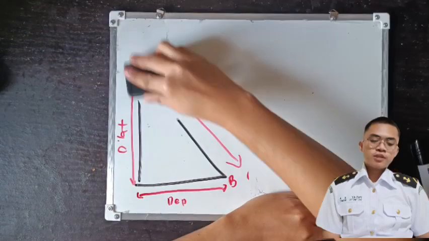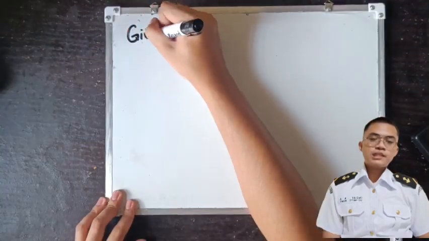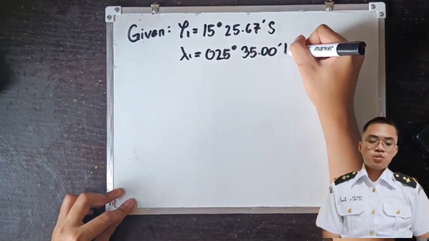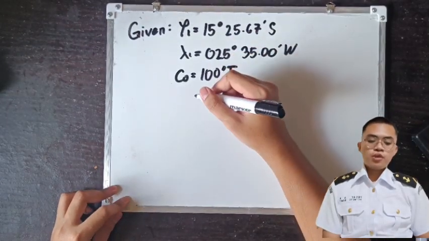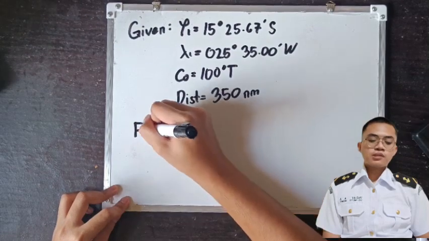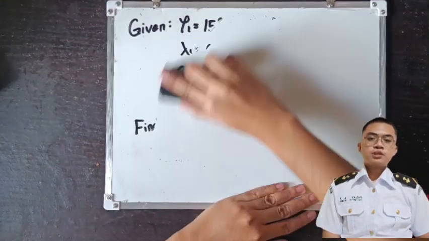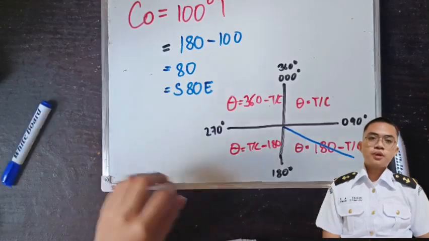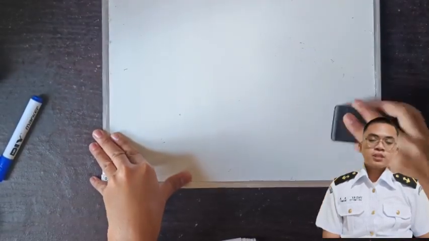MV Rubina departed from 15 degrees 25.67 minutes south, 25 degrees 35 minutes west, on course 100 degrees true, for a distance of 350 nautical miles. Determine the vessel's arrival position. First, we can convert 100 degrees true into south 80 degrees east. Then we must find d lat.